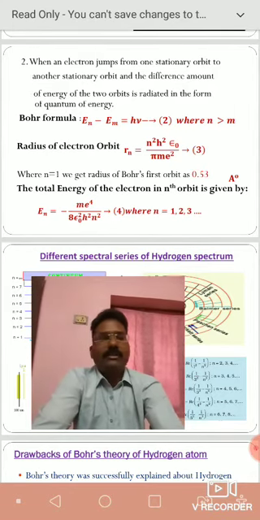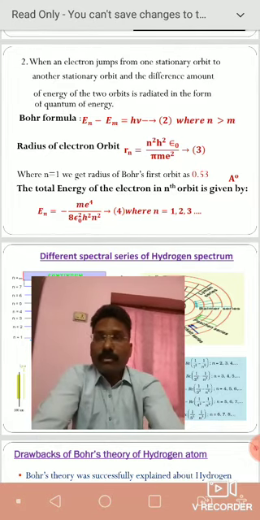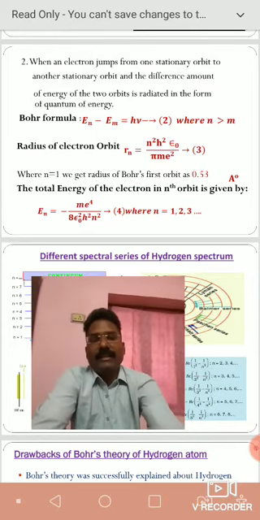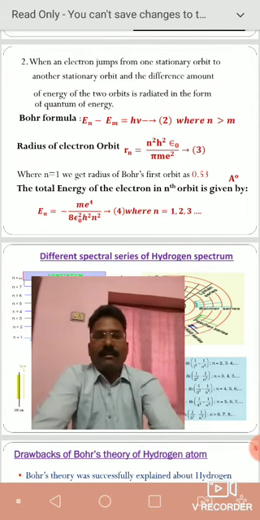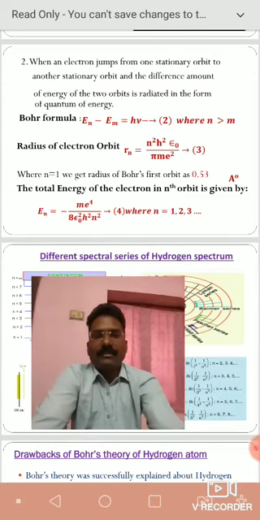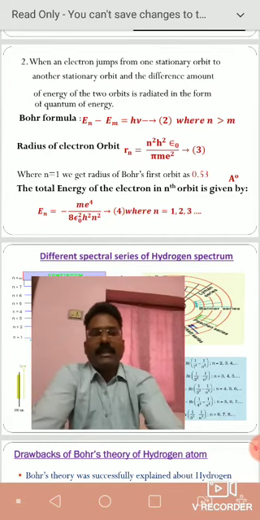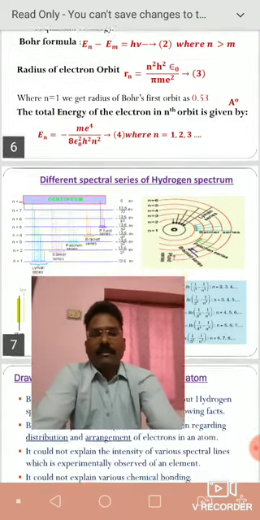For example, n is equal to 1, the K orbit, is very close to the nucleus in an atom. If n is equal to 2, L orbit; n is equal to 3, M orbit; n is equal to 4, N orbit, and so on. Hence, Bohr's theory could successfully explain the circular orbits of the electron around the nucleus. That is, all the electron orbits are circular. Here, n is known as the principal quantum number which represents the circular orbits.